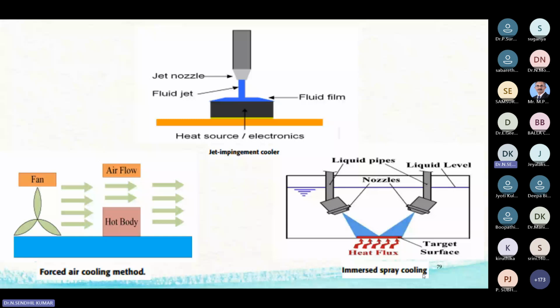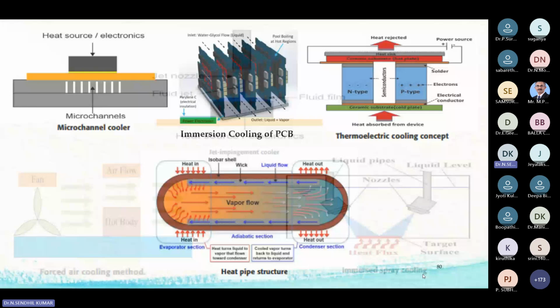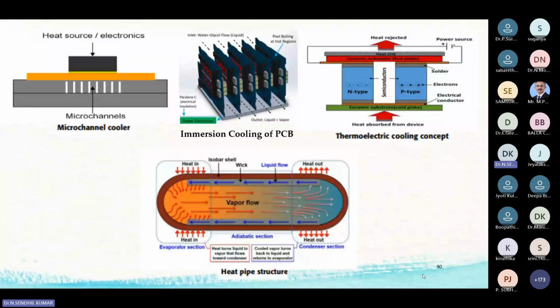And here you can see heat pipe structures, immersion cooling of PCB, the thermoelectric cooling concept and the micro channel cooler. In a micro channel cooler, small micro channels are there, and the fluid is passed through them so that effective heat transfer takes place. In immersion cooling of PCB, the PCBs are immersed so that proper cooling happens, and air or another liquid is circulated throughout so that effective heat transfer takes place.